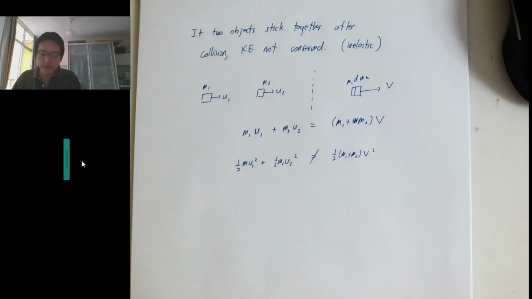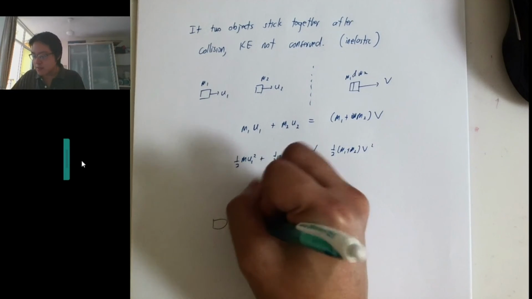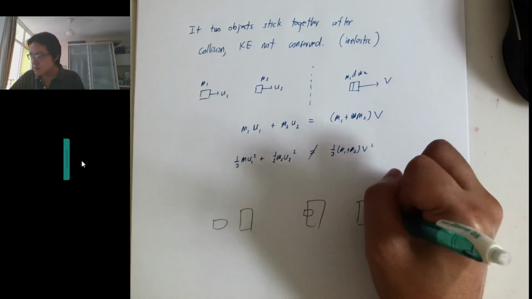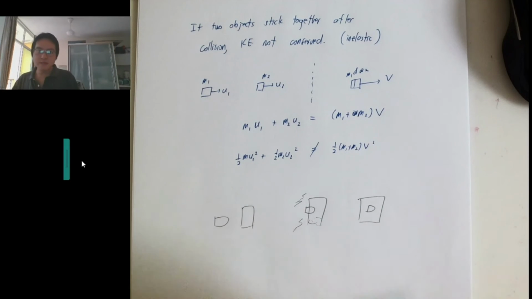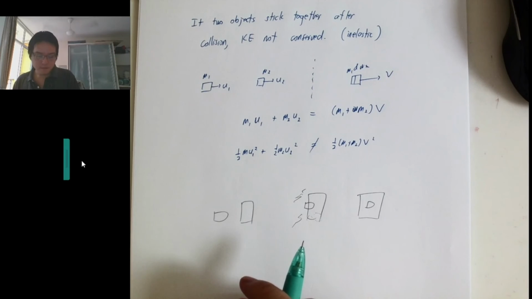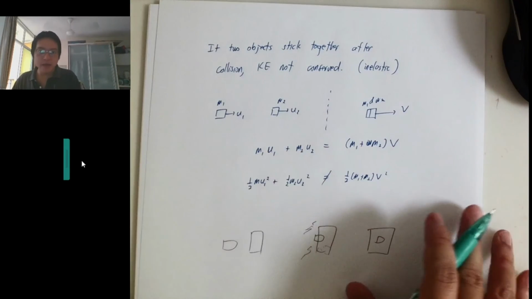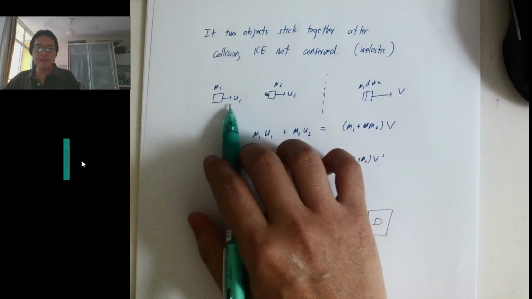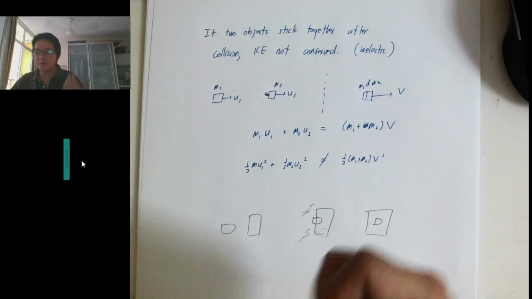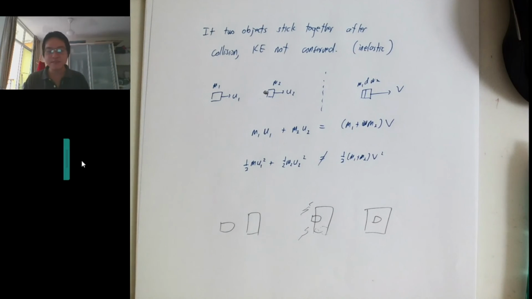Again, this is too much detail, but like the bullet case, as it embeds into the box, there is friction against the box. That is why kinetic energy is not conserved. But for this case, even in the ideal case, there's no air friction and things like that. But if they stick together after collision, why is it sticking together? Maybe there's a glue here. If there's a glue that makes them stick together, then you cannot assume it's elastic anymore. So even if there's no air friction, as long as they stick together, KE is not conserved.